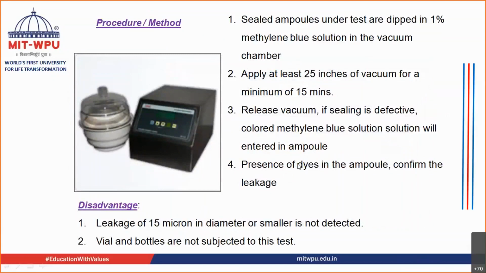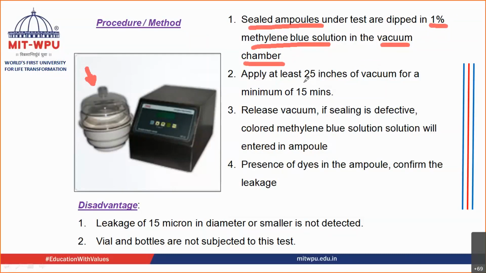This is the equipment which is being used. It is capable of applying the vacuum and releasing the vacuum. You prepare 1% methylene blue solution, and you put the sealed ampules inside a vacuum chamber. So you have a vacuum chamber. In this vacuum chamber, you put your methylene blue solution and you put your sealed ampules, right?